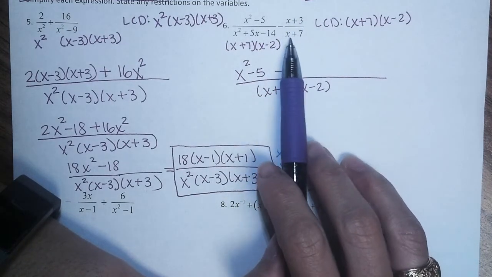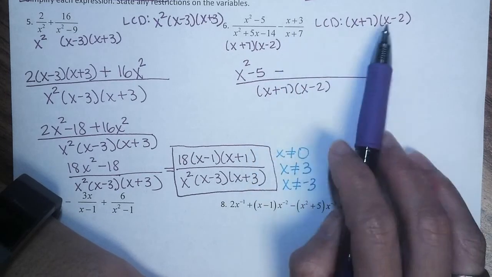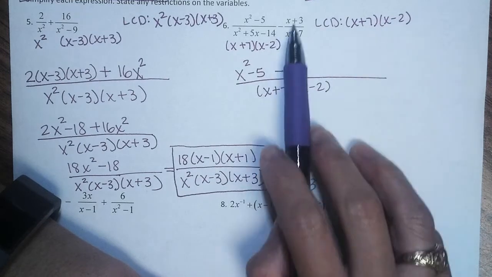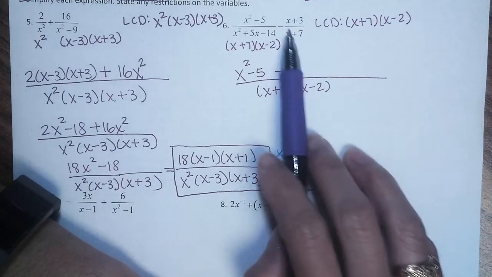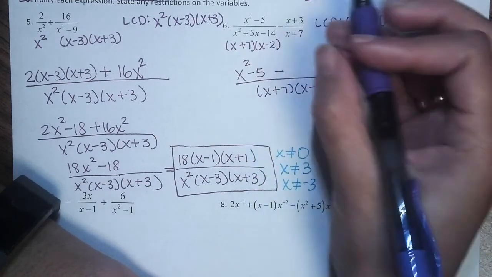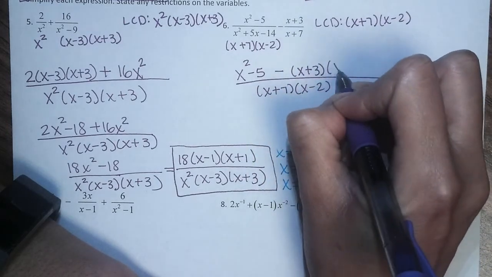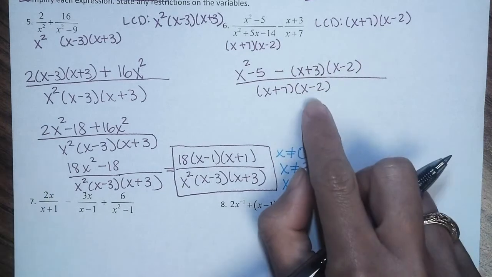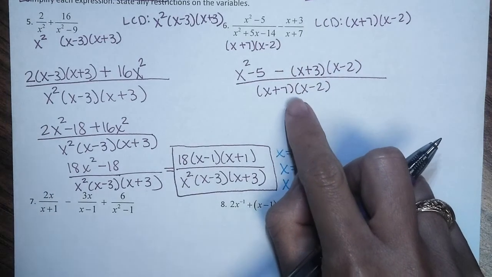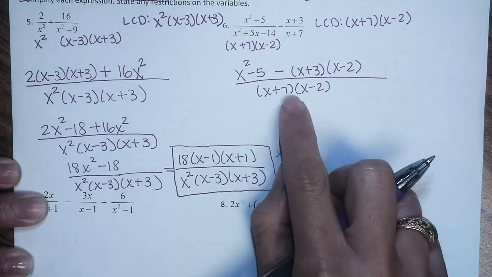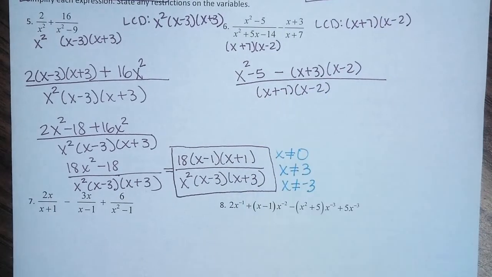That second fraction only has the x plus 7, so it's missing the factor of x minus 2. So that means that I need to multiply this fraction by the x minus 2. So I'm going to take the top, which is x plus 3, and I'm going to multiply by the x minus 2. The bottom doesn't need to be multiplied by x minus 2 because it already has. Once you wrote it as the LCD, you've already multiplied the bottom by the x minus 2.